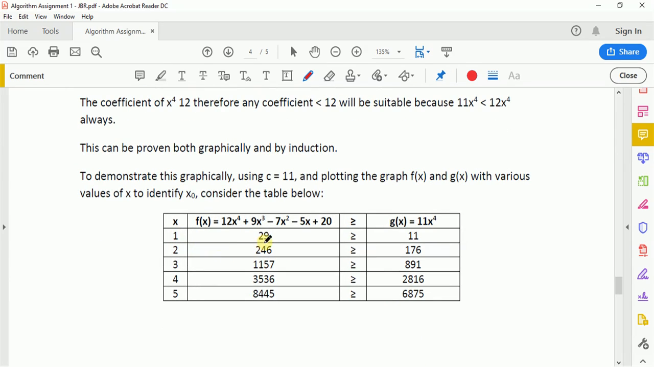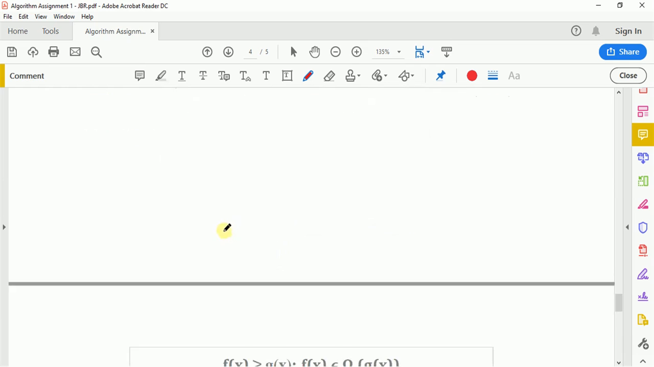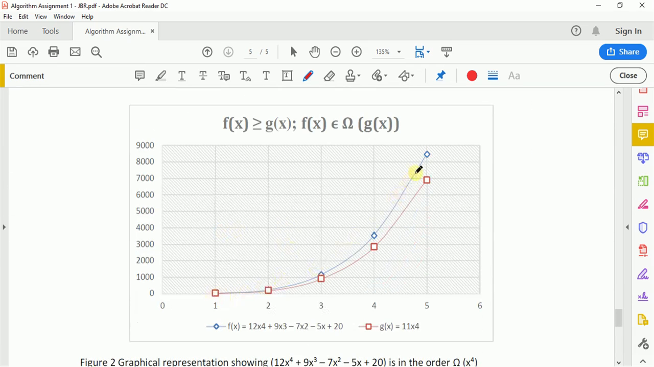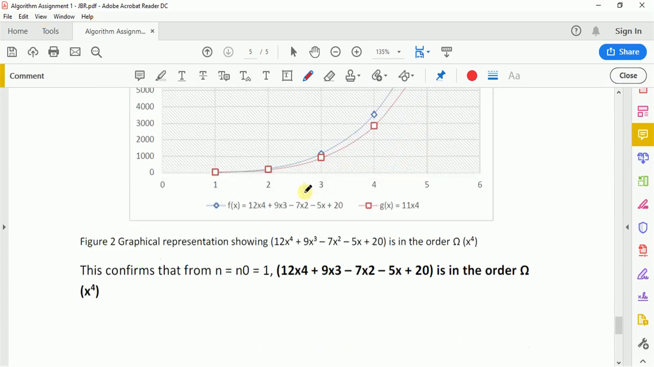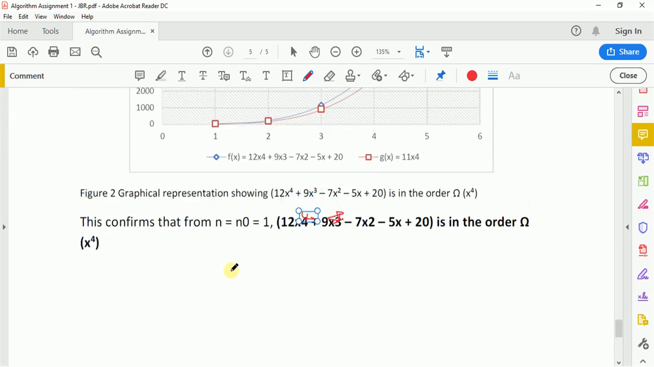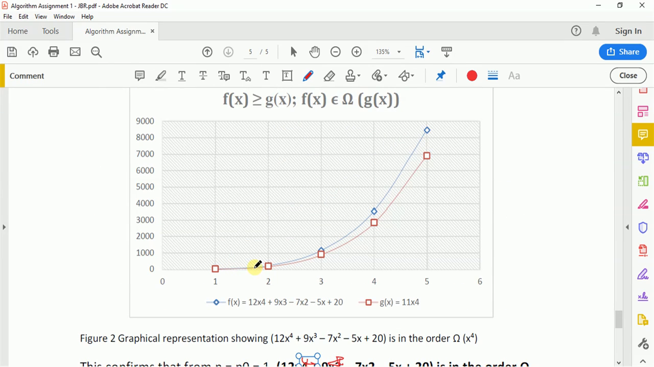So from 1, we see that 29 is always greater than 11. 2 is always, this is easy. Then you have the curve. Again, this is the lower bound of this problem. See, this confirms that n0 is equal to 12x^4 plus 9x^3. This should be edited. These are superscripts. Okay, 3 rather. Okay, so we've come to the end of this video.